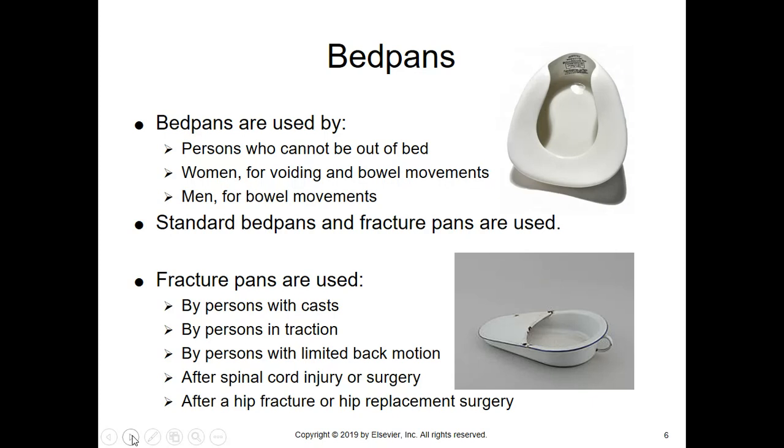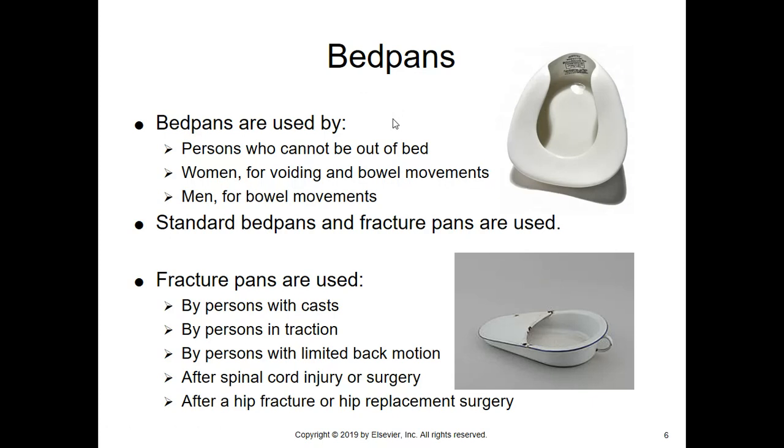It's the big, fat one that looks kind of like a donut, big and round. And then there's a fracture pan that reminds me of a wedge, like a doorstop. So there's a standard one here, and then there's a fracture pan. People that use bedpans are people who cannot get out of bed.